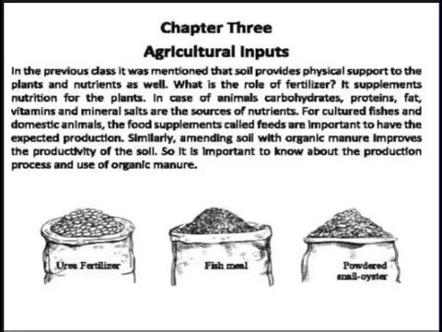In the case of animals, carbohydrates, protein, fat, vitamins and mineral salt are sources of nutrients. For cultured fish and domestic animals, food supplements called feeds are important to have the expected production. If I want to get more production in cultivating fish and rearing domestic animals, and I give an extra food supplement, that is called feeds. Similarly, amending soil with organic manure improves the productivity of the soil. If I give more organic manure, then we will get a lot of production from the soil.